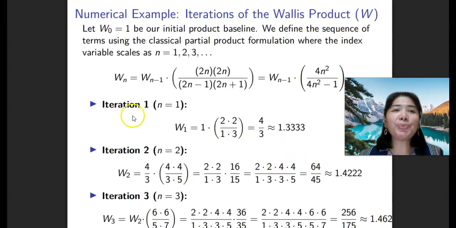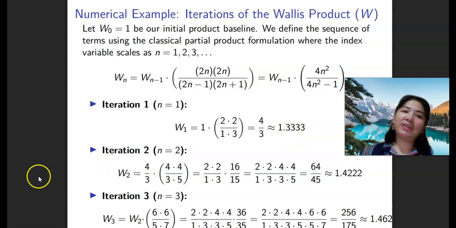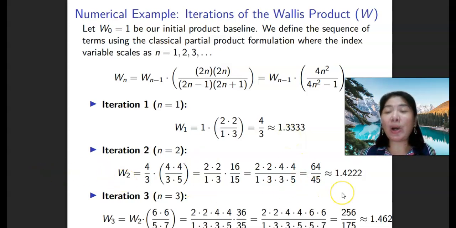And now we have here the numerical example for the iterations of the Wallis product. Okay, so we can see here the decimal results. So for iteration 1, the value is approximately equal to 1.33. For iteration 2, it's approximately equal to 1.4222. And for iteration 3, it's approximately equal to 1.46. So we can really see here that the Wallis product is expanding, right? It's growing larger at every step as it climbs towards its final limit.